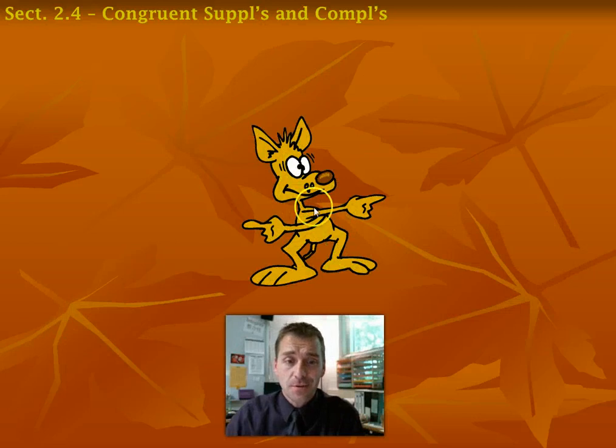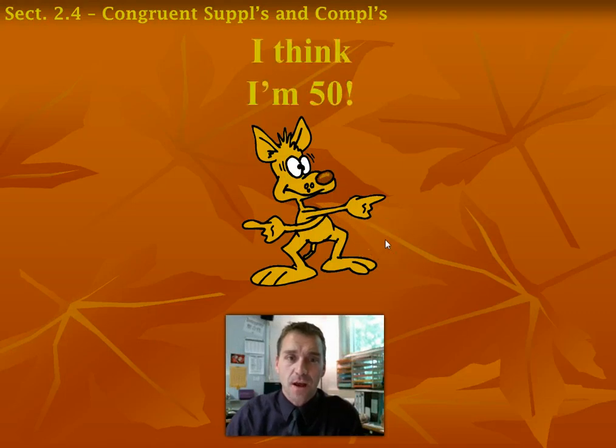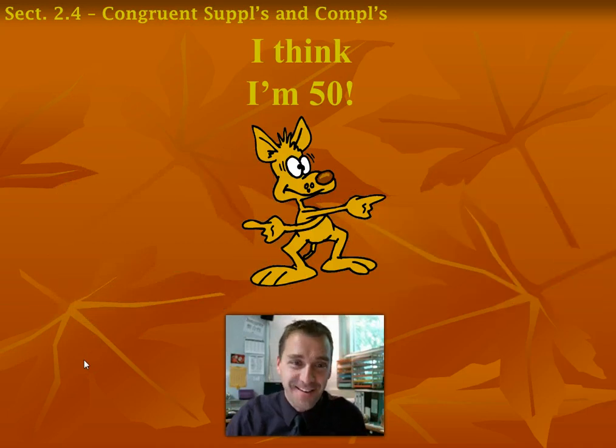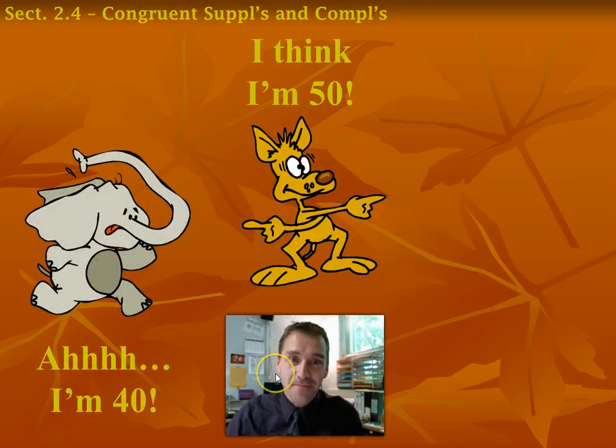Let's say you got this goofy looking hyena dog whatever thing, standing there being very confused, saying, I don't know which way to go. I'm so confused. And he says, wait, I think I'm 50. I'm not sure. I think I'm 50. But then all of a sudden, out of nowhere, here comes an elephant. He says, I'm going to be 40. He just flies across the screen and says, I'm 40. And then, look, 50 and 40. You could consider those ages to be complementary.